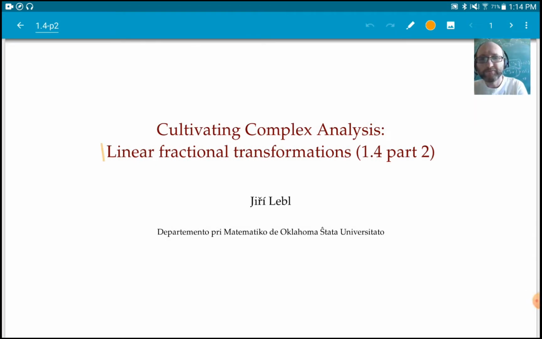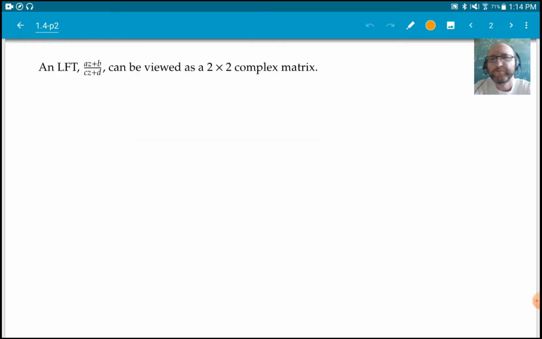I'm doing the second lecture on linear fractional transformations, the second part of section 1.4 in the book. What we're going to talk about today is that an LFT, a linear fractional transformation function of this form, can really be viewed as a 2 by 2 complex matrix. It's really the matrix ABCD.